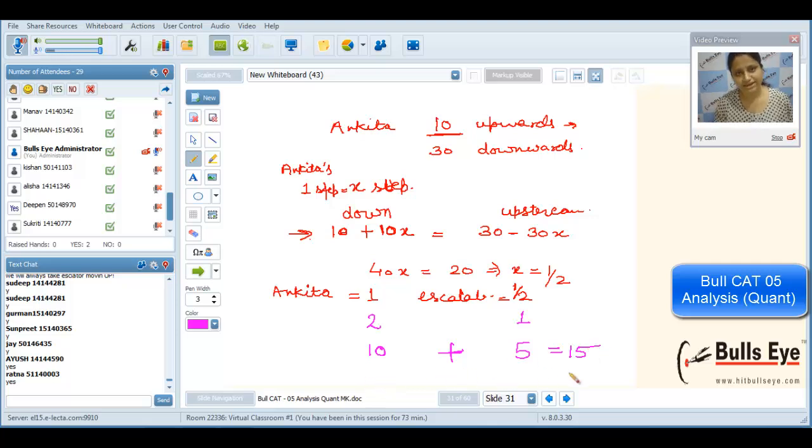Are you okay till this step? Because that was the most important thing in this. So there will be 15 steps in the escalator. Now move further.